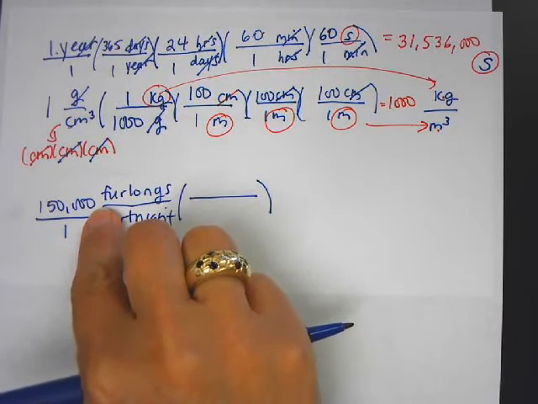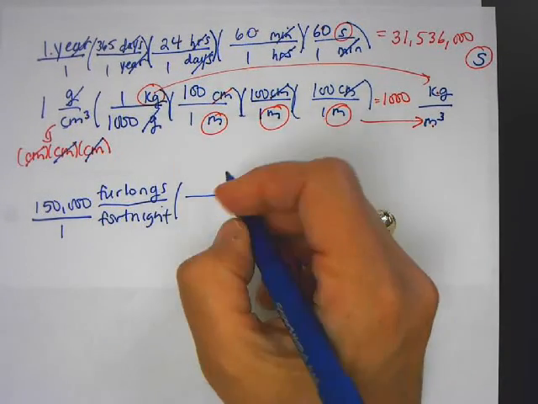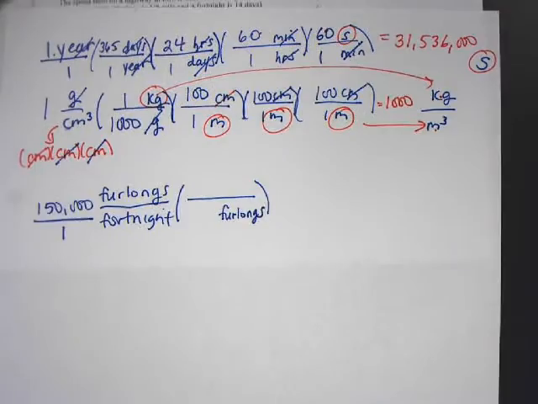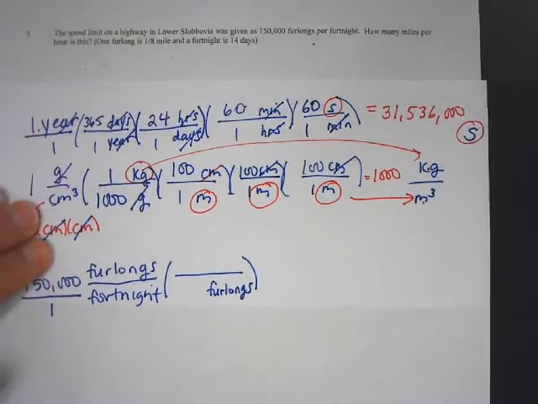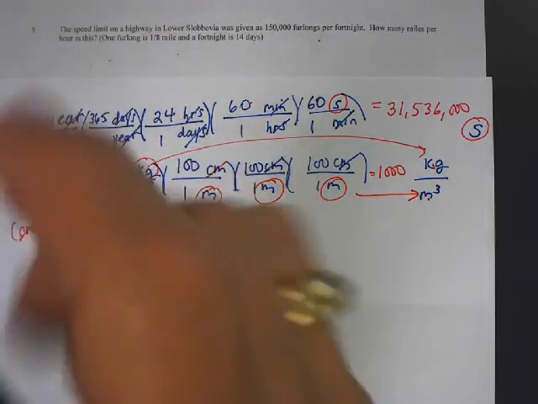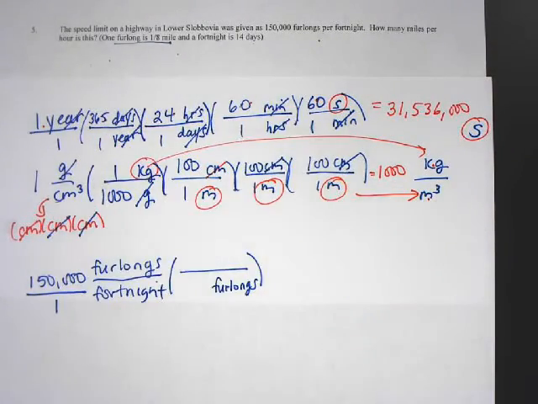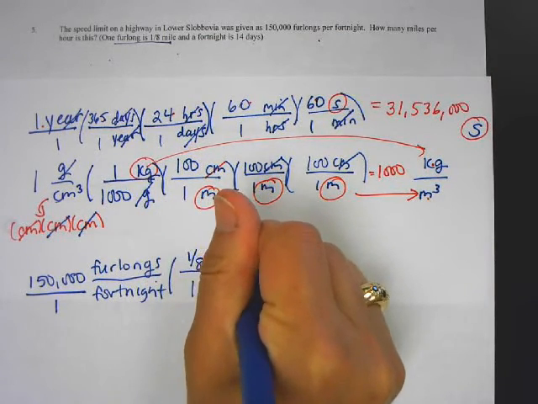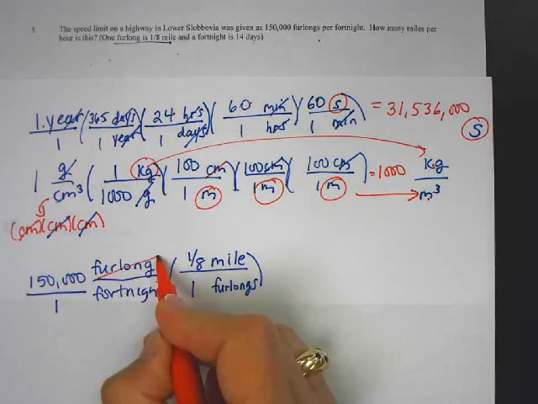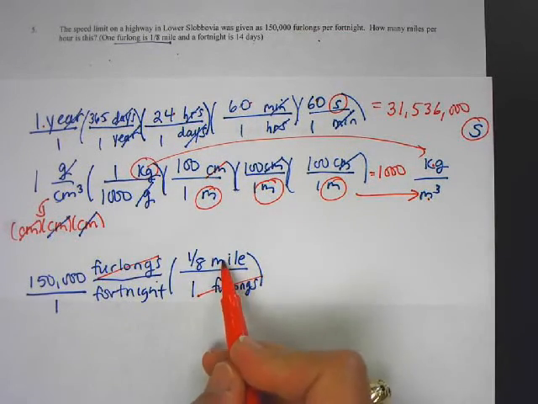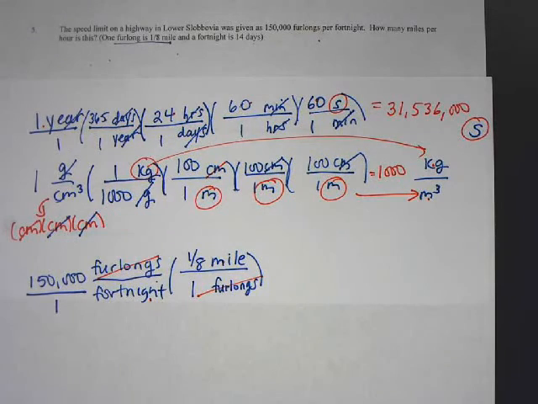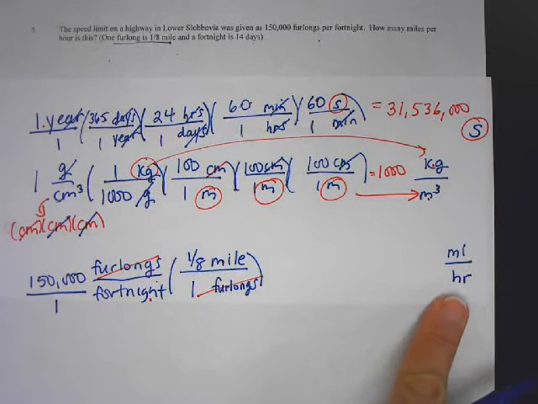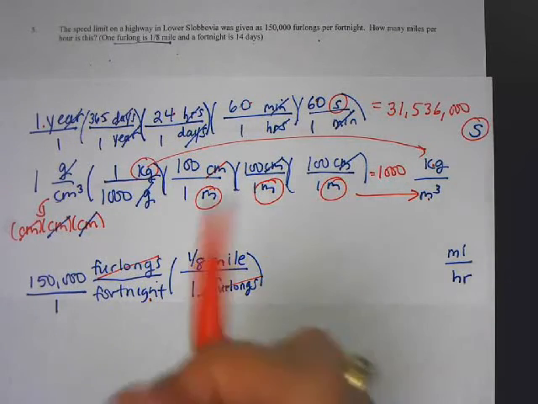furlong. So if I want to get rid of something in the numerator, I put it in the denominator. Well, what do I know about a furlong? Well, if I look at the sheet, it says that 1 furlong is 1/8 of a mile. So I'm going to write it just as I read it. 1 furlong is 1/8 of a mile. So now I see that this furlong cancels with this furlong. So now I have miles per fortnight, but actually what I want is miles per hour. So I remember I want to put at the end what I want to end up with. I already have my miles here, so I'm good with the top.